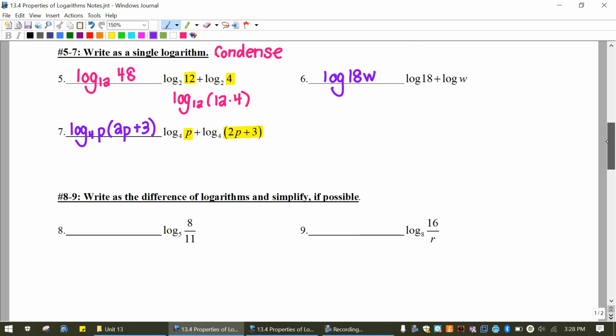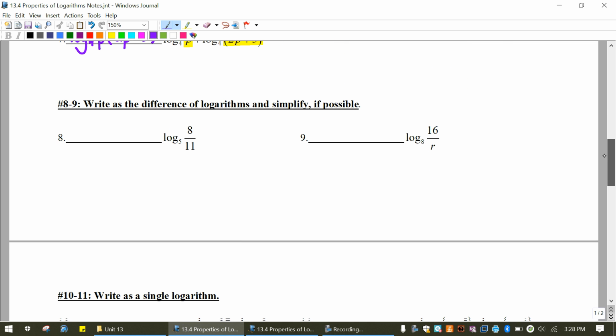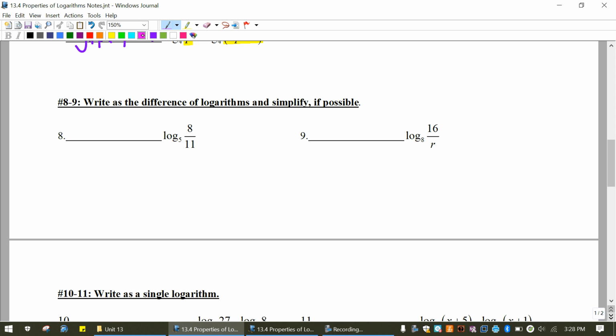All right, moving down to 8 and 9. Look at the directions. Write as a difference of logarithms and simplify. So again, this is expanding, meaning I want to go from a single logarithm to multiple logarithms.